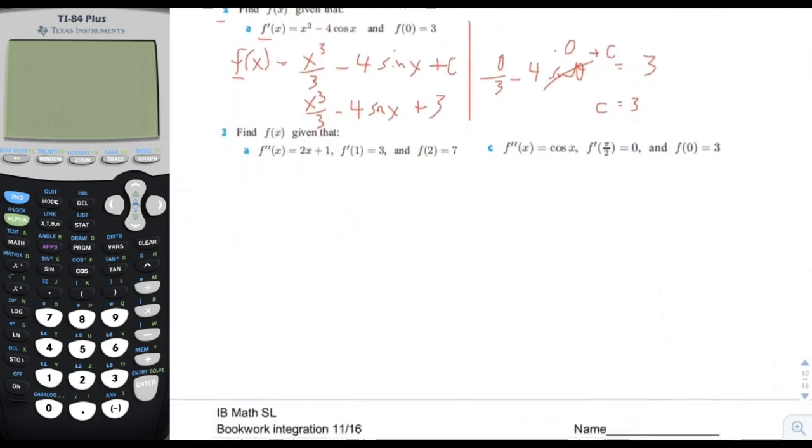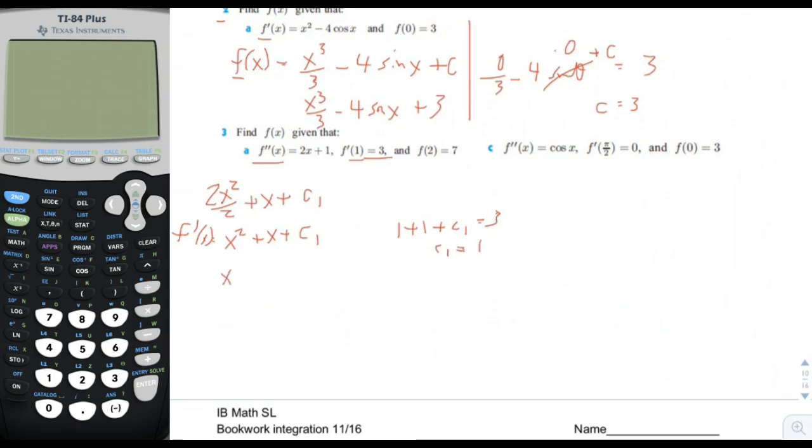Last one, number 3. All right, find f of x given that, and this time they're giving us the second derivative, so we need to take two integrals. So the first integral is going to give us 2x squared plus x plus c1. And I can rewrite that. It's x squared plus x plus c1. And this is f dashed of x, right? And we know that if we put in 1 for x, we're going to get 1 plus 1 plus c1. And we know that that's equal to 3, right? So that means that c1 is equal to 1.